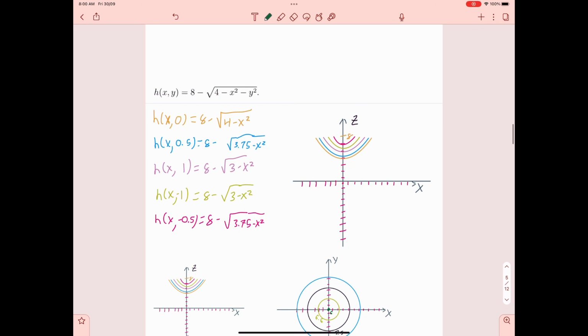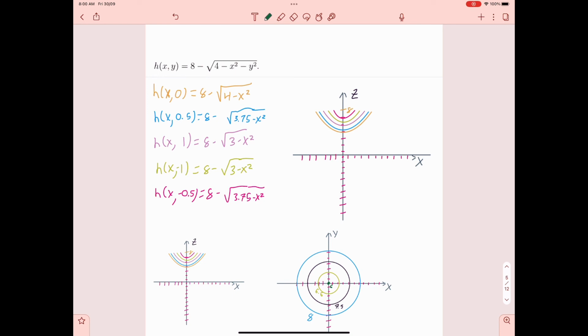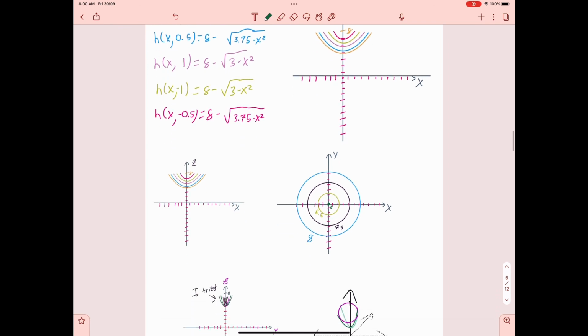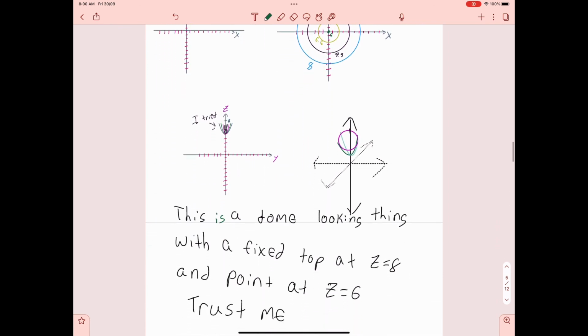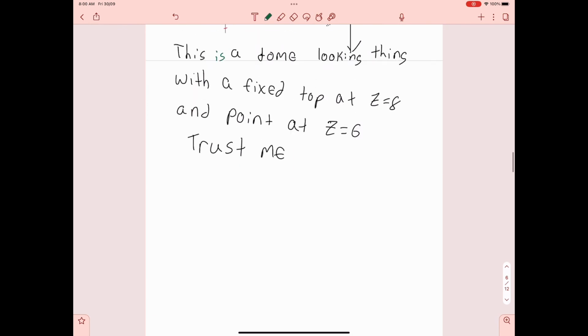We do the same thing for the fixed y term, and we get that this is a semicircle with respect to x. So as we plug in more and more terms, the radius of the semicircle gets smaller. Plugging in all three graphs, this tells us that this is some kind of inverted dome with a fixed top at 8 and a bottom at 6.